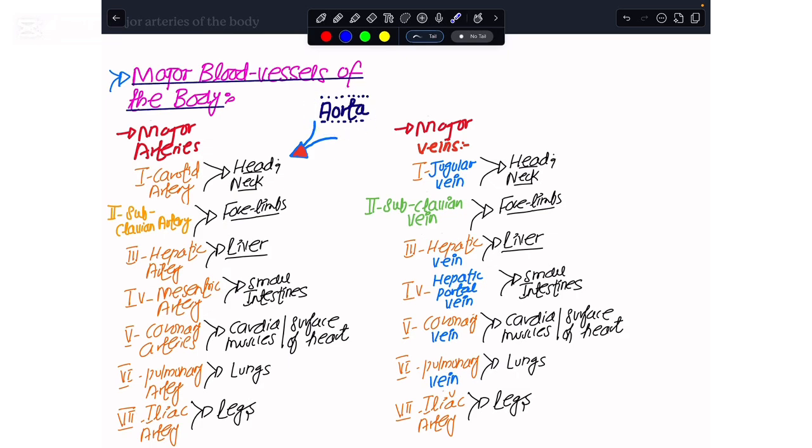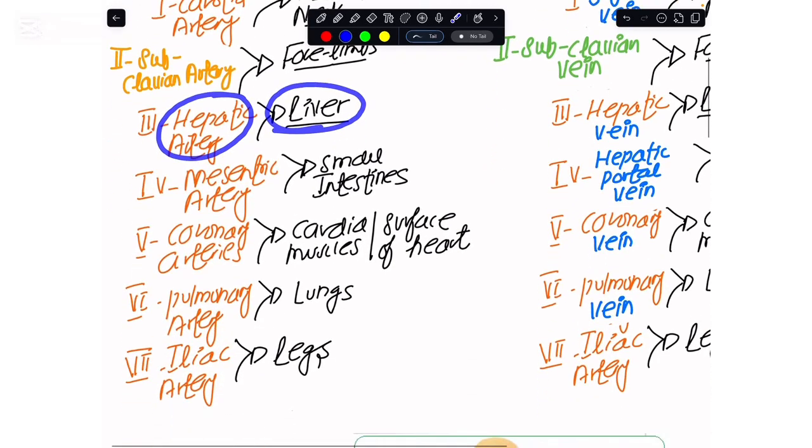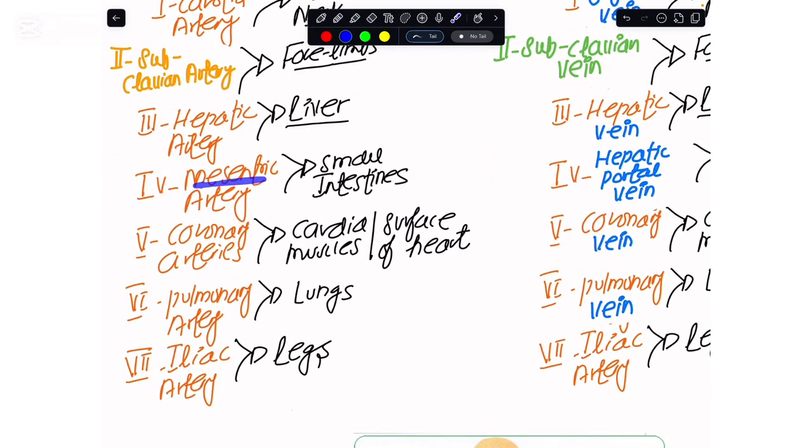From the aorta, multiple arteries emerge. If I were to tell you the names of the major arteries, we have the carotid artery that supplies oxygenated blood to the head and neck. The subclavian artery takes it to the forelimbs. Wherever the word hepatic comes, it is associated with the liver, so the hepatic artery takes blood to the liver. Then we have the word mesenteric, which means related to the small intestine. So the mesenteric arteries take the blood to the small intestines.